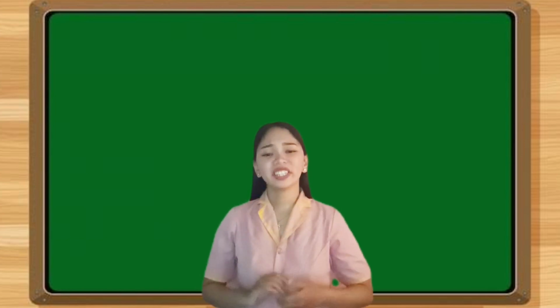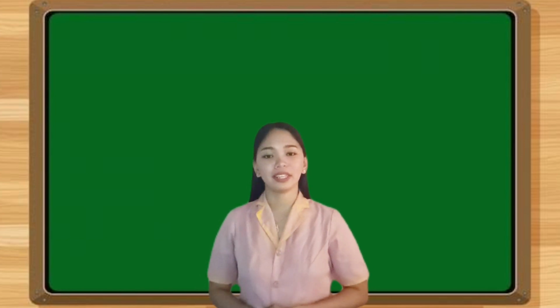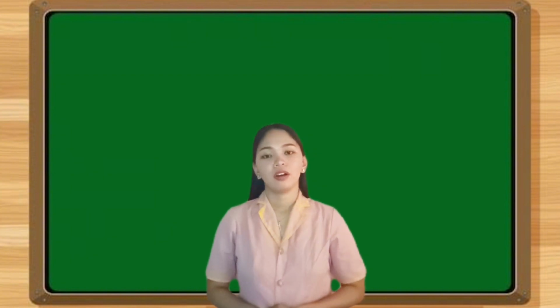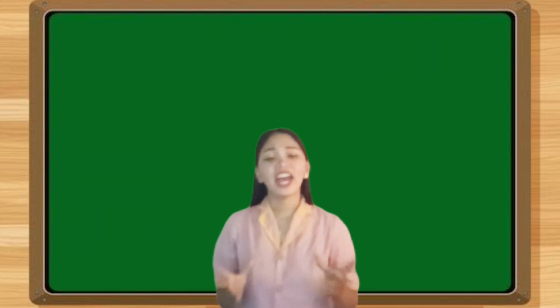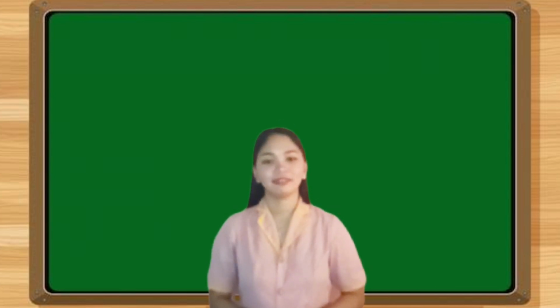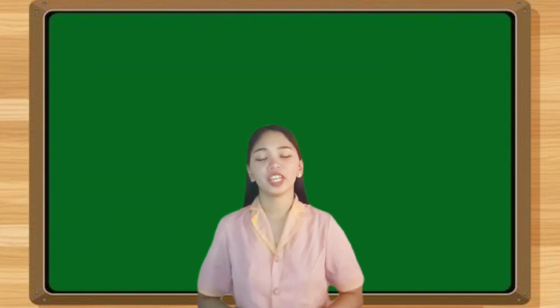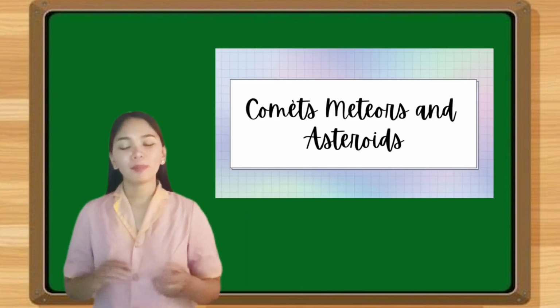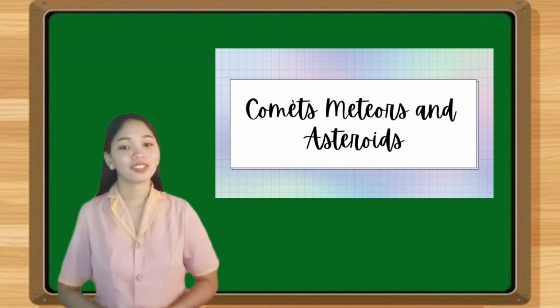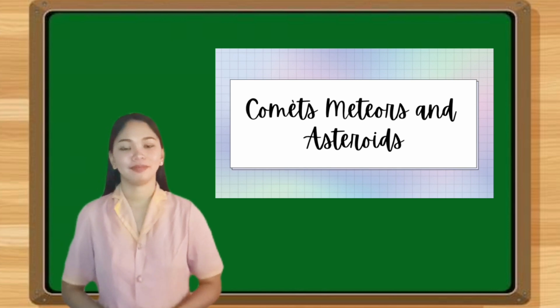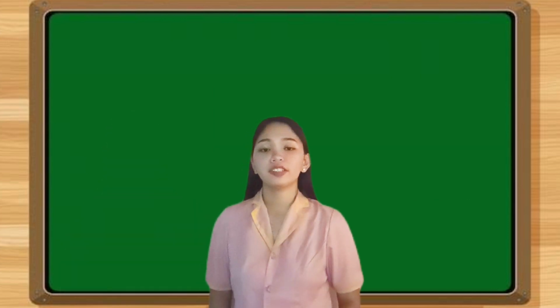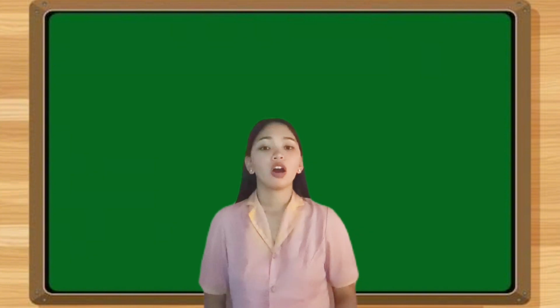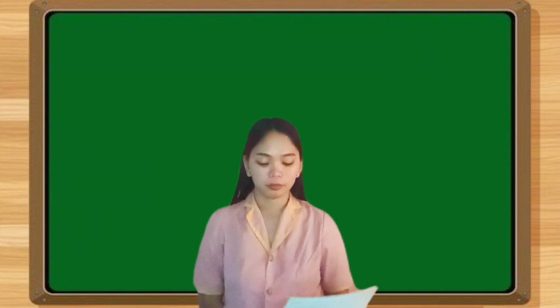So now, what can you observe in our activity? What is it all about? Okay, you're all right, class. Now, we can start our new lesson that is all about comets, meteors, and asteroids. So before we start our discussion, let us know first the objectives of our new lesson.